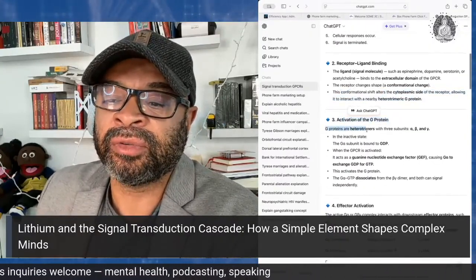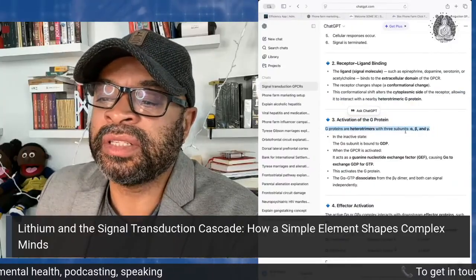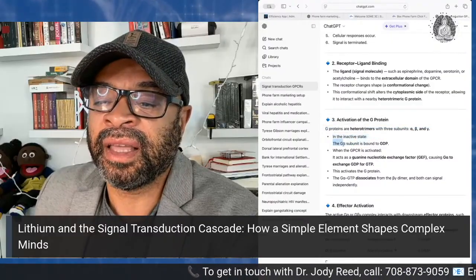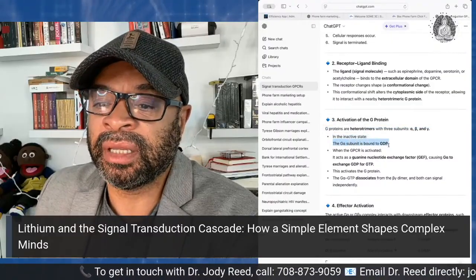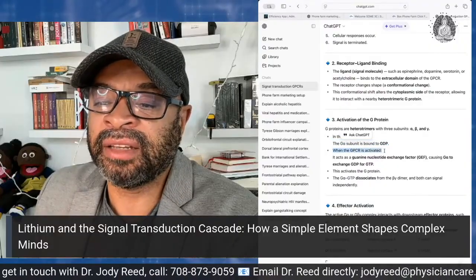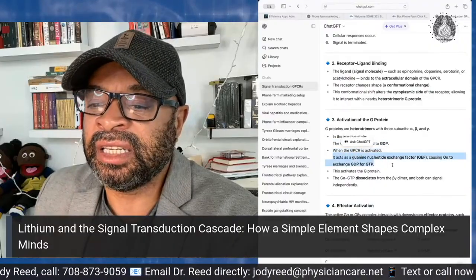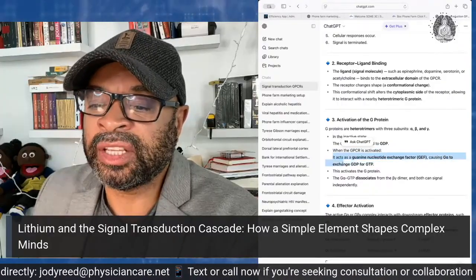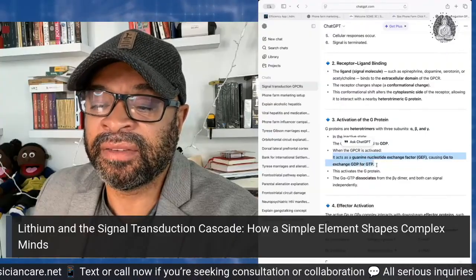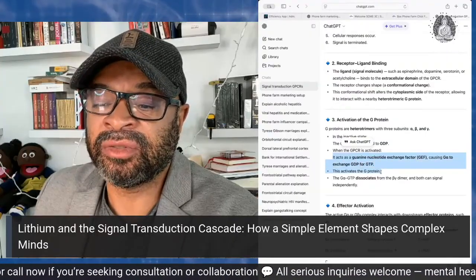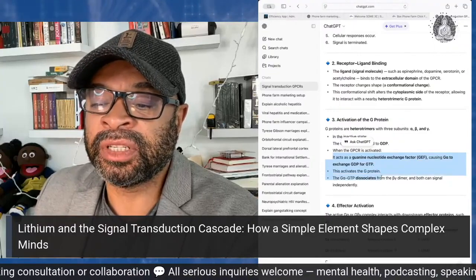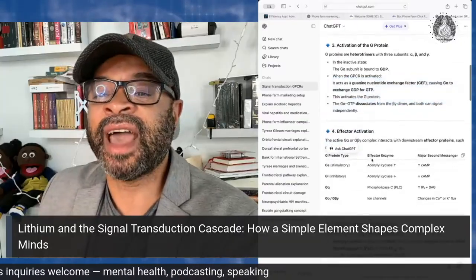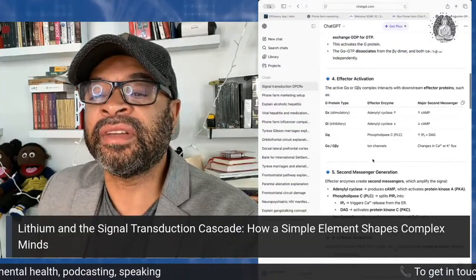Okay. Activation of the G protein. G proteins are heterotrimers with three subunits: alpha, beta, gamma. In the inactive state, the alpha subunit is bound to GDP. When the receptor is activated, it acts as a guanine nucleotide exchange factor, causing the alpha subunit to exchange GDP for GTP. This activates the G protein. The alpha subunit dissociates from the beta-gamma dimer, and both can signal independently. This is the G protein activation right here.